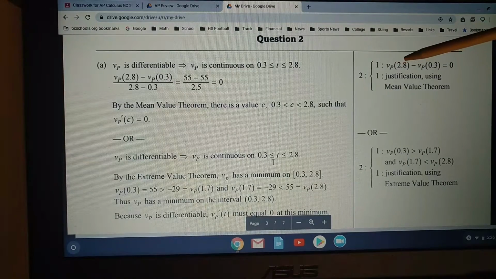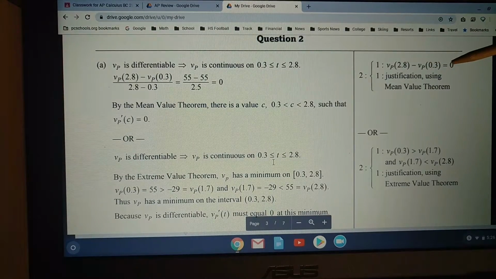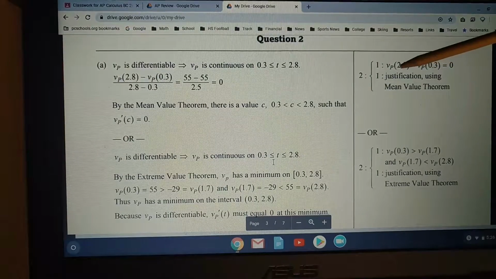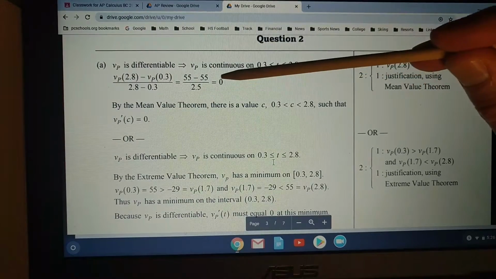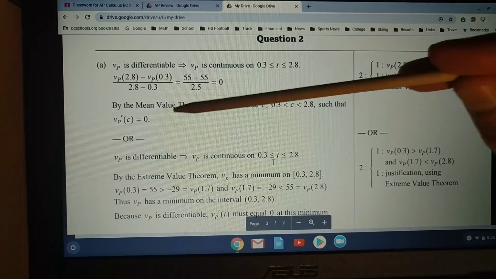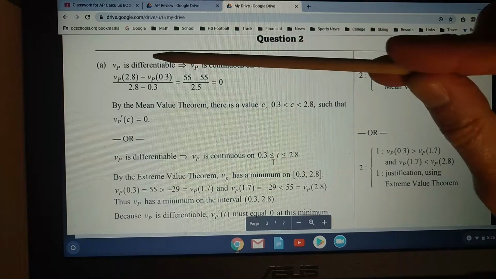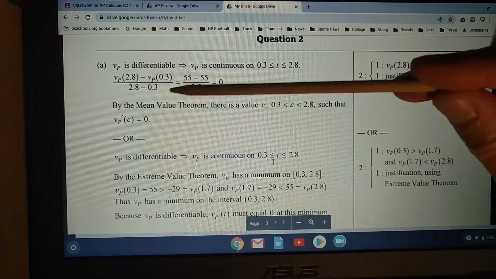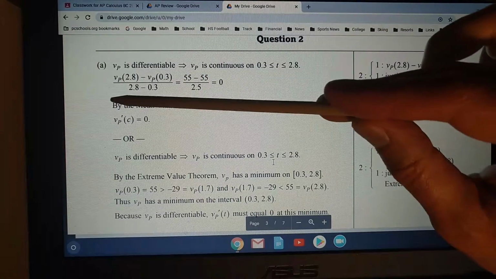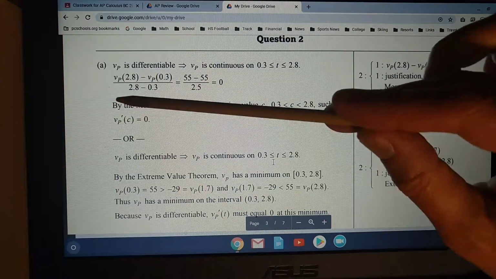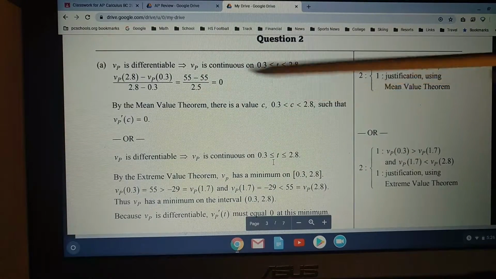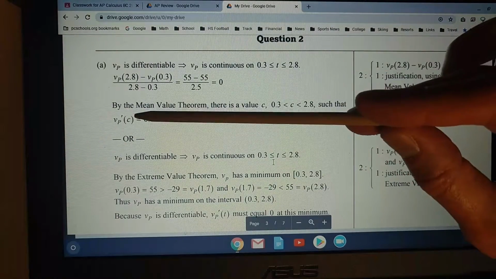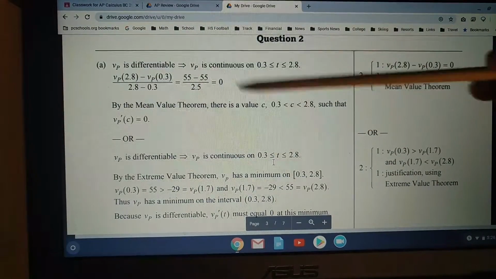You would first need to have that V sub P of 2.8 minus V sub P of 0.3 equals 0. Or in other words, these two things are equal. That would be another way of saying it. And since those two things are equal, we get that our average rate of change is 0. Therefore, by the mean value theorem, and you must say that it's continuous and differentiable in order to do this, or you could say it down here. You'd say because it's continuous and differentiable, by the mean value theorem, there is a C such that V sub P prime at that C is 0. That's using the mean value theorem.